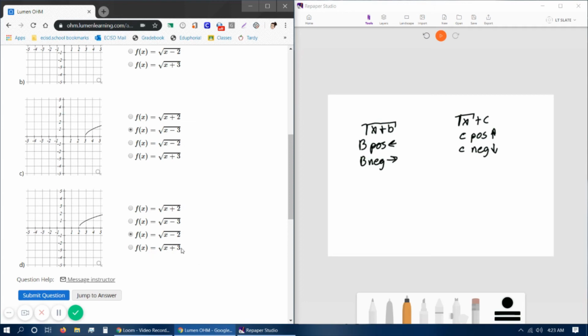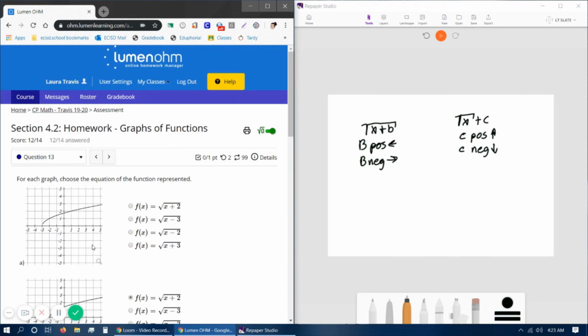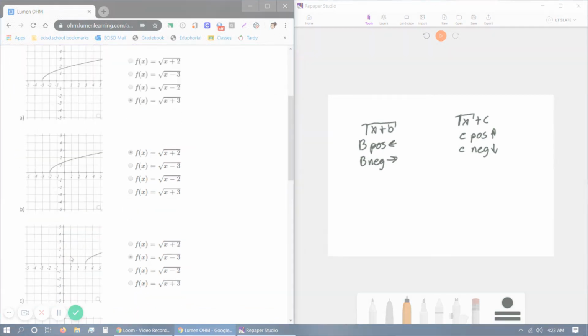The fourth equation is f of x equals the square root of x plus 3. B is positive 3, which means the vertex is 3 squares to the left of 0, 0 at negative 3, 0, matching it with graph A.